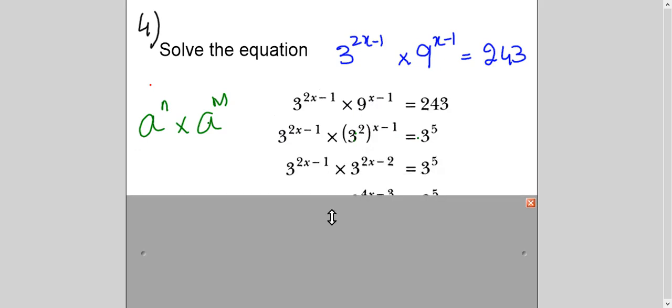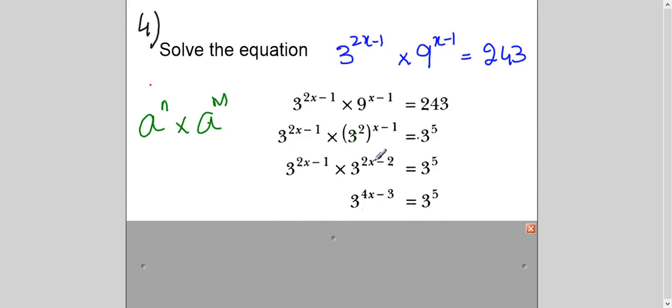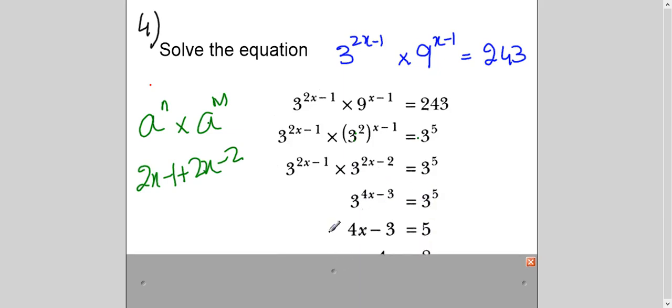So now I'm adding up the powers here. So it is 2x minus 1 plus 2x minus 2, so it is 4x minus 3. Now we have a single term on each side and the base is the same. So I will equate the powers and I will get the value of x.